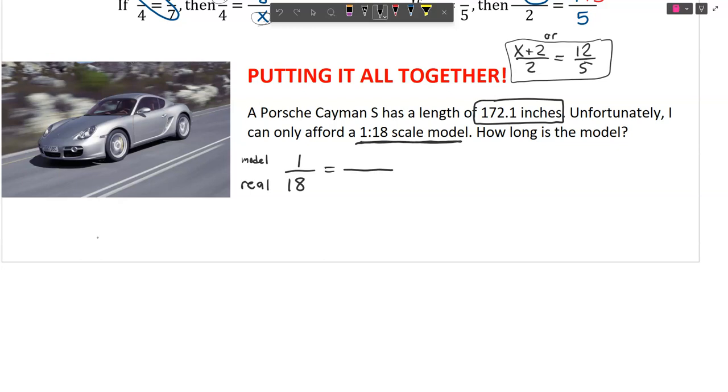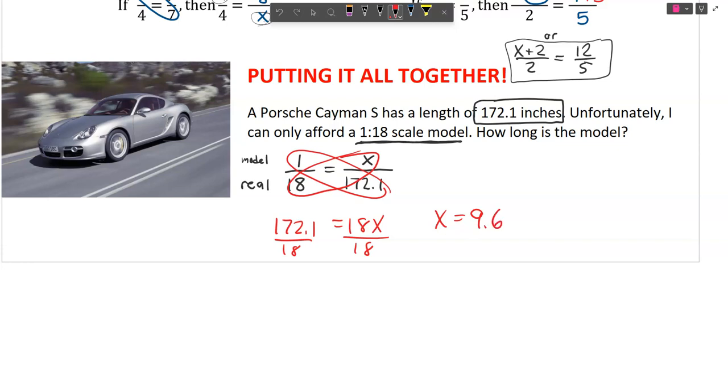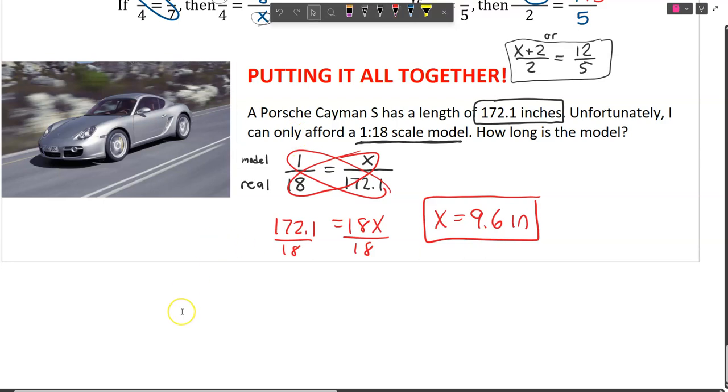Since I know the real thing is 172.1 inches, I'll put that in my equivalent ratio's denominator, because I want to find the model's length. That will be my x. So we're going to cross product: 1 times 172.1, and then 18 times x. Lastly, we divide by 18, and my final answer, rounded to the nearest tenth, is 9.6 inches for the length of the model. So that's a preview of where we're headed when we talk about similarity in the next section.